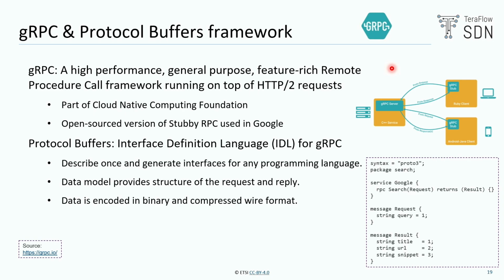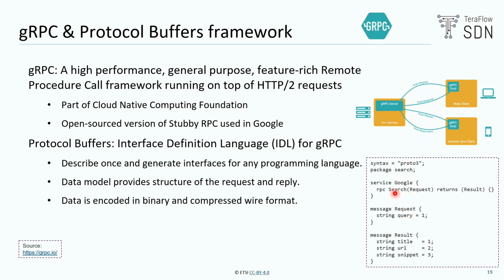Together with gRPC, we have protocol buffers, an interface description language for gRPC. As a very simplistic example, imagine that we want to implement a remote procedure call that enables, for instance, searching on a remote server. Imagine that I have a server that is a search engine, and my client wants to do some search.